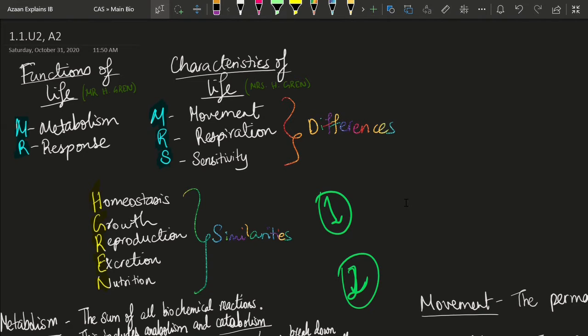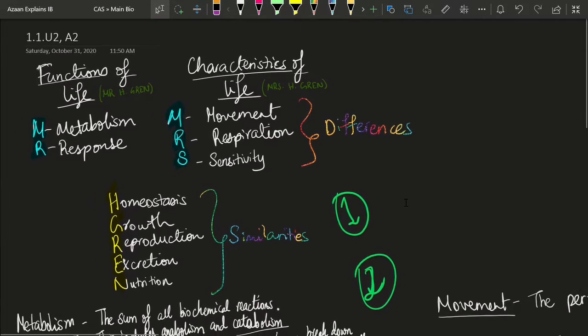Understanding statement 2 in unit 1.1. This is all about the functions of life and how single-celled organisms such as Paramecium and any other single-cell organism carry out all the functions of life within one cell.